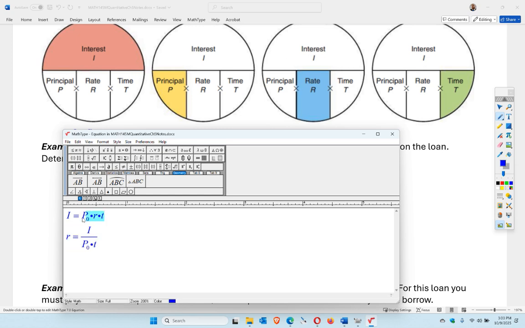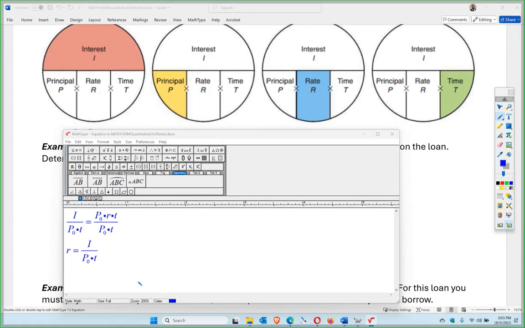You're wondering, well, how did you do that? If you think about it, I want to get R by itself, so you would divide both sides by P times T. If you did that, these cancel, which gives us this formula here. So it's interest on top, and principal times time on the bottom. This is the one that's colored. That tells us how to get the formula basically.